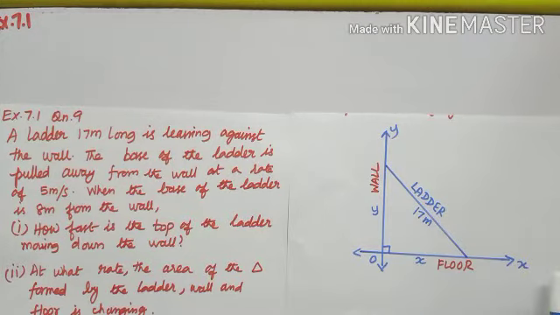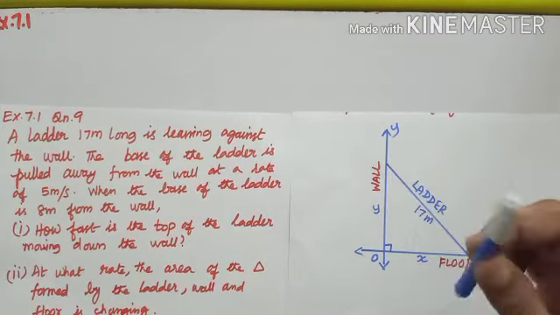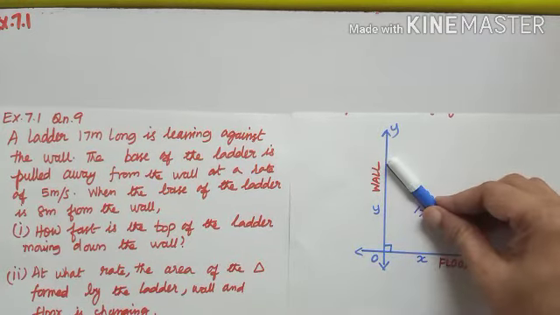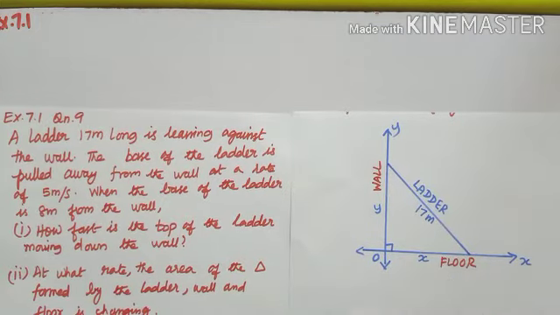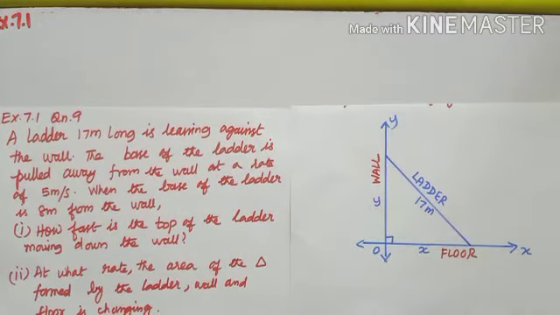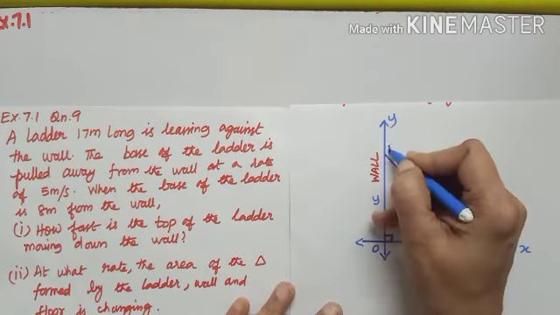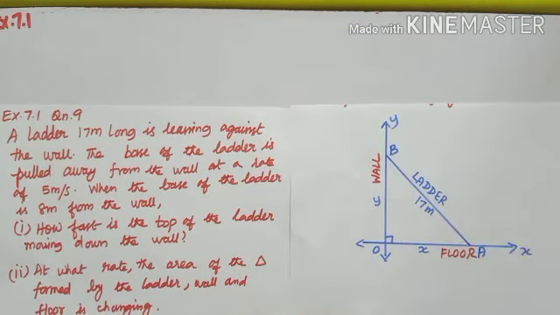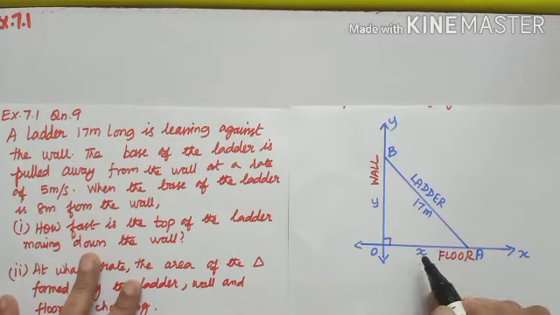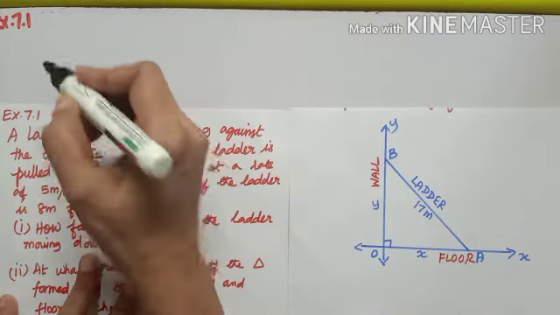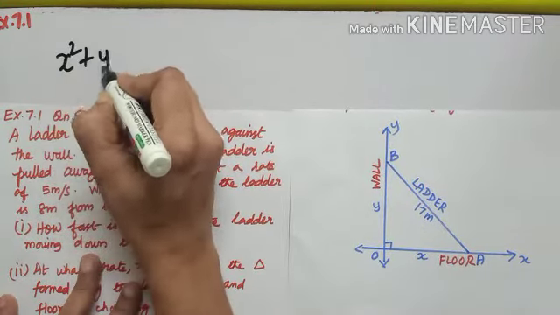Consider the floor distance as x, and the wall distance as y. The ladder is something like this, with no change in the length of the ladder, which is fixed. Now this is a right angle triangle. If I call it O, A and B, it's a right angle triangle, so we can apply Pythagoras theorem. What does Pythagoras theorem say? x square plus y square equal to 17 square.